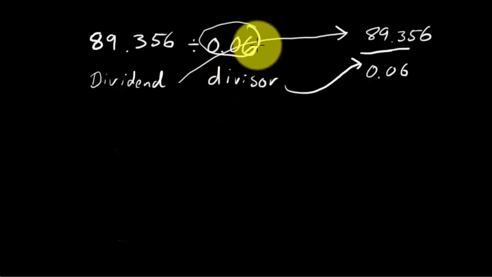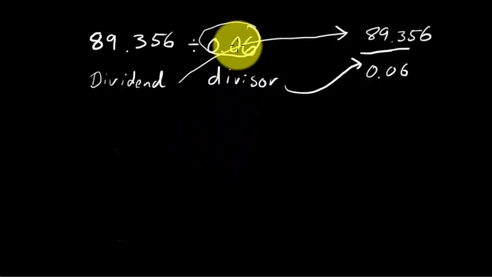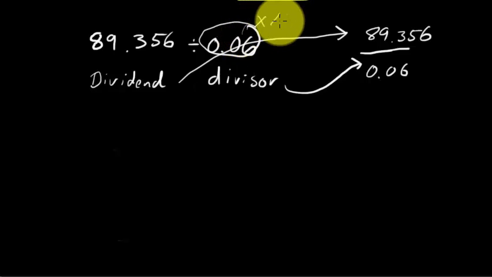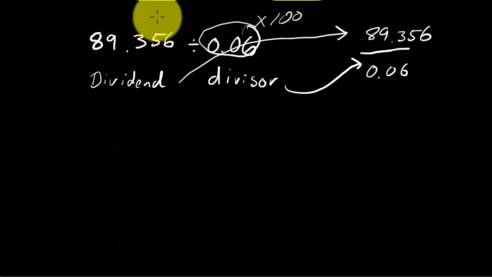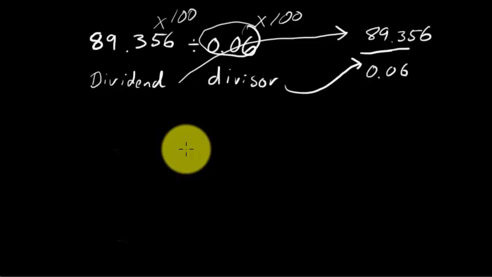So what do we do to change 0.06 to a whole number? Well, we have to times it by 100. So we're going to times this one by 100, and we also have to times this by 100 as well. Okay, so let's rewrite our equation now.